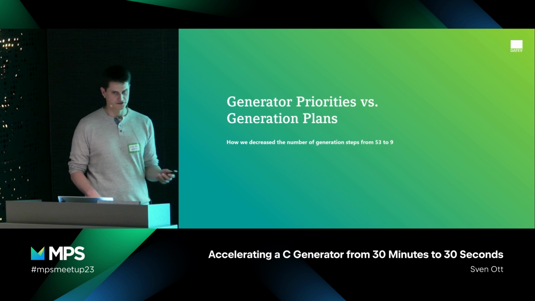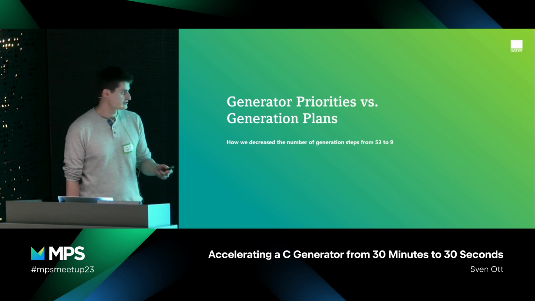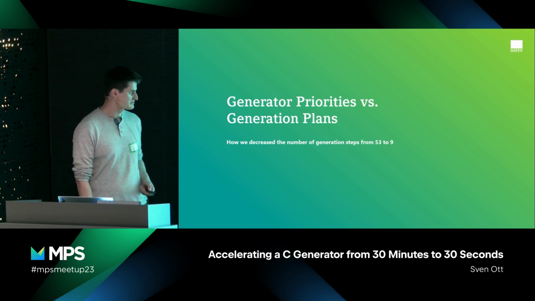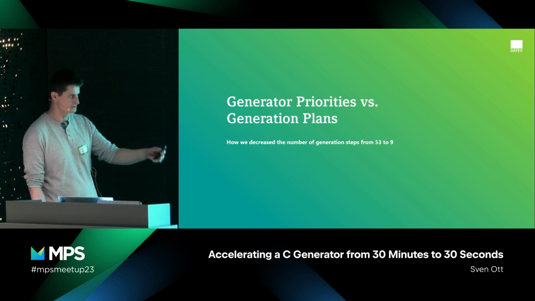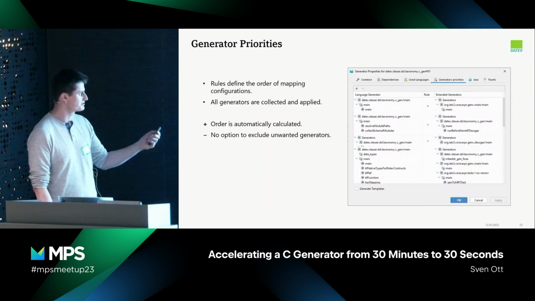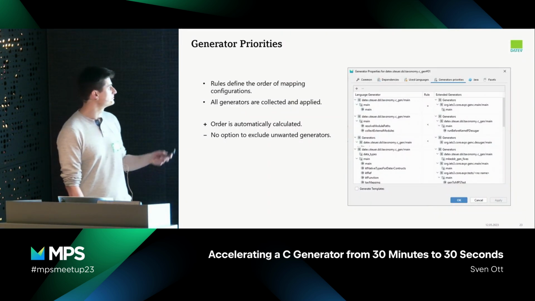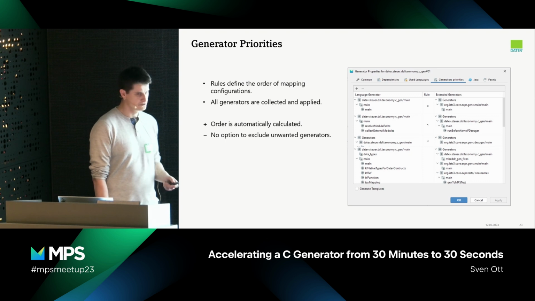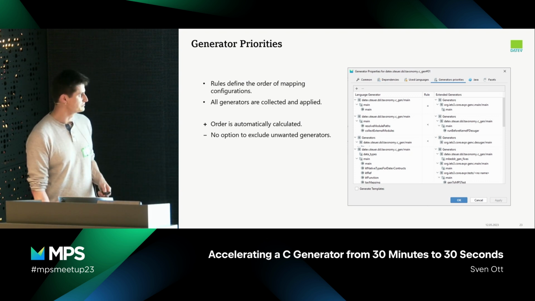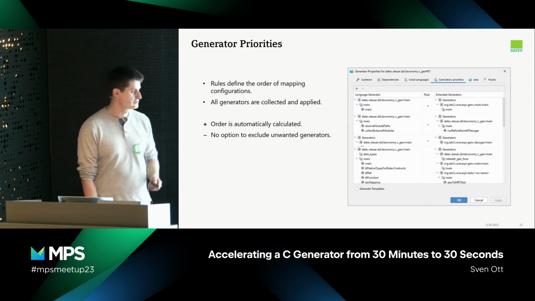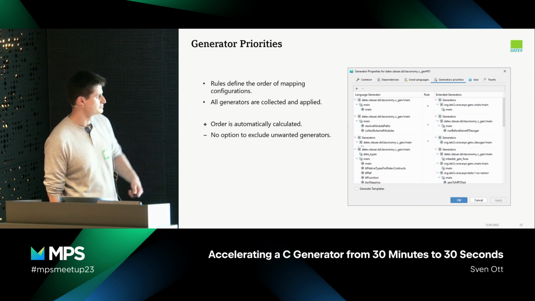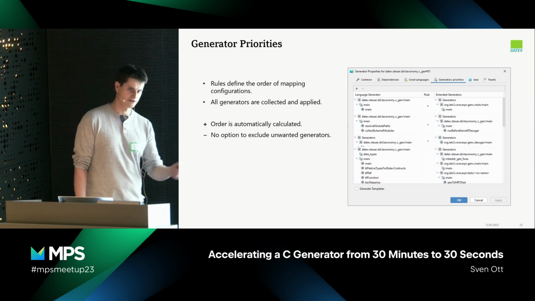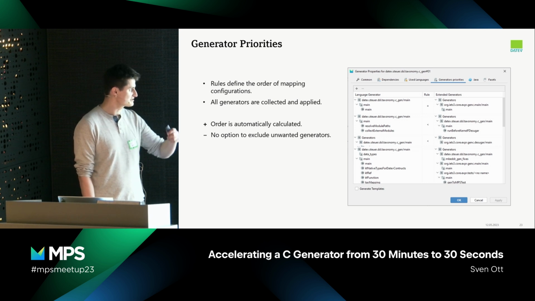Of course, this is not always a good case. So sometimes you have to define the order or to tell MPS which generator shall be executed before or after another generator. So for that, you can usually use generator priorities, and this was also the option we used. It's the first step. So in the generator priorities dialog, you can define rules to tell MPS which generator should be executed before or after another generator.